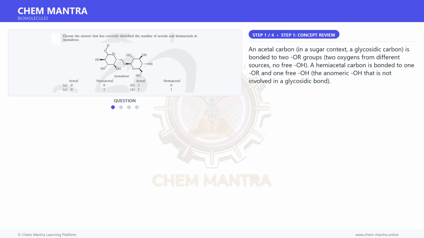An acetal carbon, in a sugar context a glycosidic carbon, is bonded to two OR groups, two oxygens from different sources, with no free OH. A hemiacetal carbon is bonded to one OR and one free OH, the anomeric OH that is not involved in a glycosidic bond.